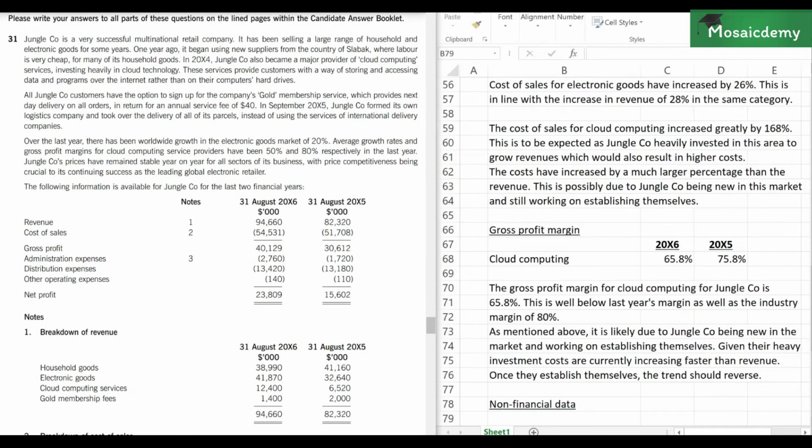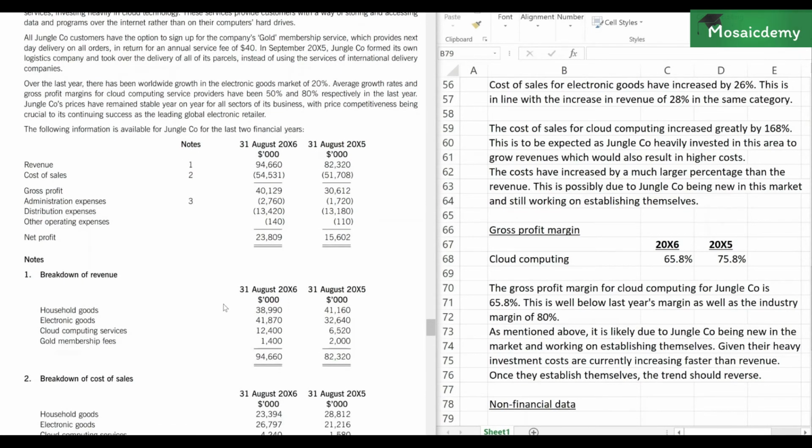Now let's just talk about a few of the other areas which we haven't been able to talk about so far. What are those areas? Well, first of all, we've talked about gross profit margin. We could talk about net profit margin. Let's leave that to the end. Let's talk about admin expenses and distribution expenses. Other operating expenses are really small, so we don't need to bother with them, I think.